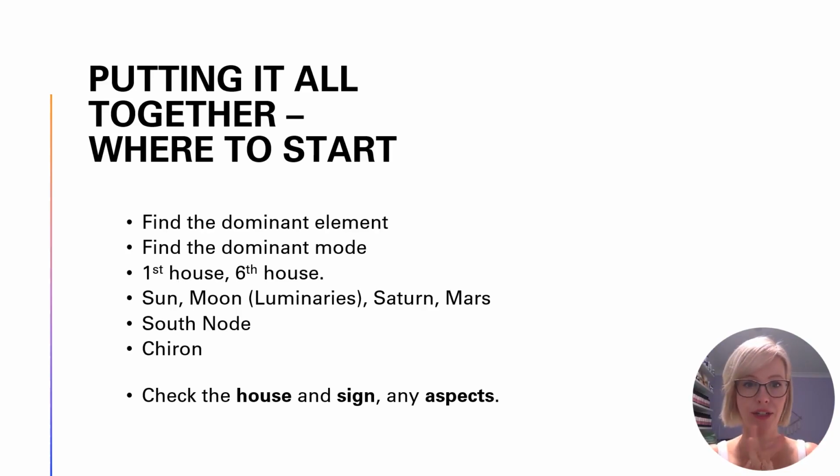So putting it all together in summary, you're going to check the first house and the sixth house. Can we do more than this? Absolutely, but this is a beginner's intro course. So we're just going to check those two houses because we're just looking at someone's birth chart to get their constitution. We're going to look at the sun and moon, Saturn and Mars, maybe the South Node, maybe Chiron. So check what house they're in and sign and any aspects to them. So I hope this summary actually brings it together for you, because I know what I explained to you is quite confusing. But that's just a really good checklist of things to look at.